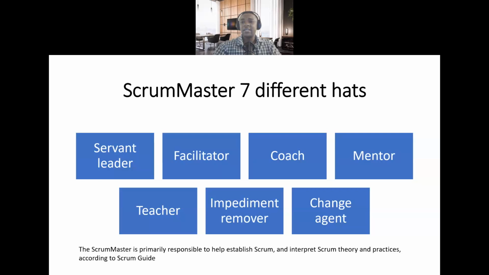Impediment remover. See impediment as a blocker. Sometimes, if not all the time, when team members are working on a product or trying to deliver an increment, they might run into a blocker, something that really inhibits the progress of that delivery. The Scrum Master should be able to step in, understand what the blocker is, and then help to resolve it. We understand that there are basically three types of blockers. You have technical blockers, you have social blockers, and you have product blockers.